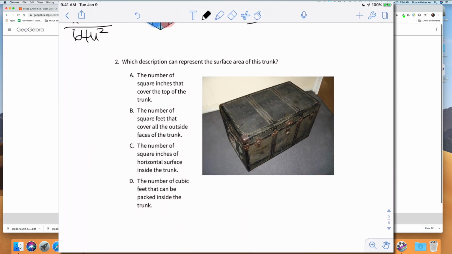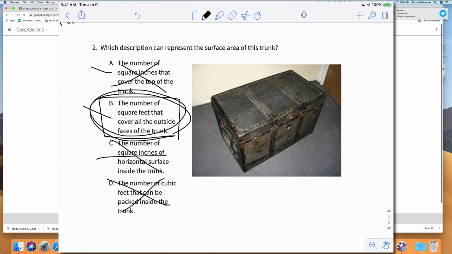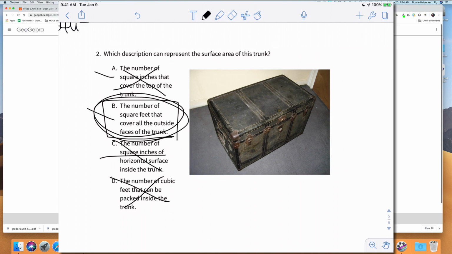All right, so we're going to keep going here. It says, which description can represent the surface area of this trunk? The number of square inches that cover the top? Nah. The number of square feet that cover all of the outside faces? Ooh, that's sounding pretty good. But let's keep going. The number of square inches of the horizontal surface? No, because we have to do the whole thing, not just the horizontal, but also the vertical. So that's not it. And then the last one, the number of cubic feet that could be packed inside the trunk. Nope, that's definitely not it. So there is our correct answer, the surface area of that trunk.